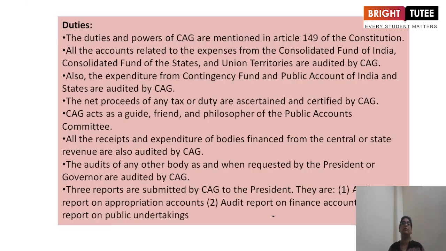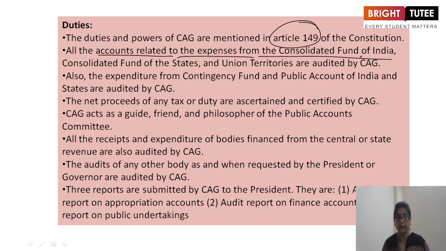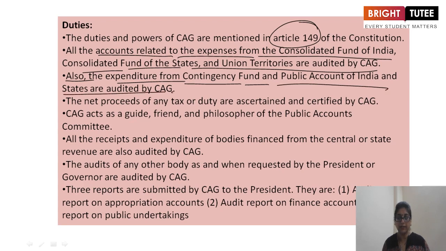What are his duties? The duties and powers of CAG are mentioned in Article 149 of the Constitution. All the accounts related to the expenses from the Consolidated Fund of India and the Consolidated Fund of States and Union Territories are audited by CAG, and also the expenditure of the Contingency Fund and Public Account of India and States are audited by CAG. And the net proceeds of any tax or duty are ascertained and certified by CAG.